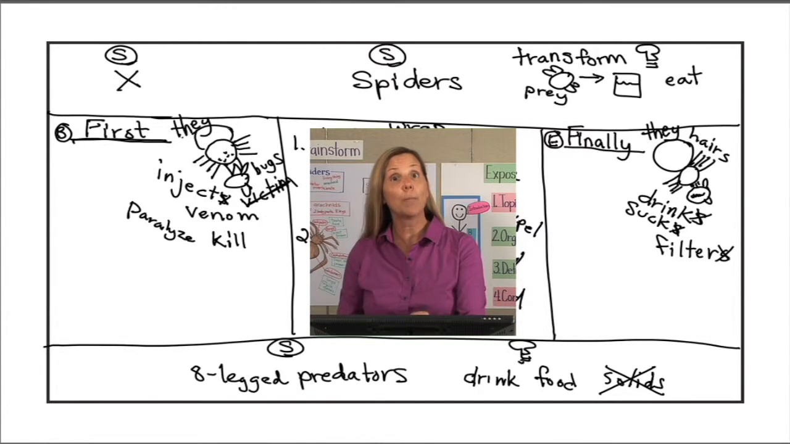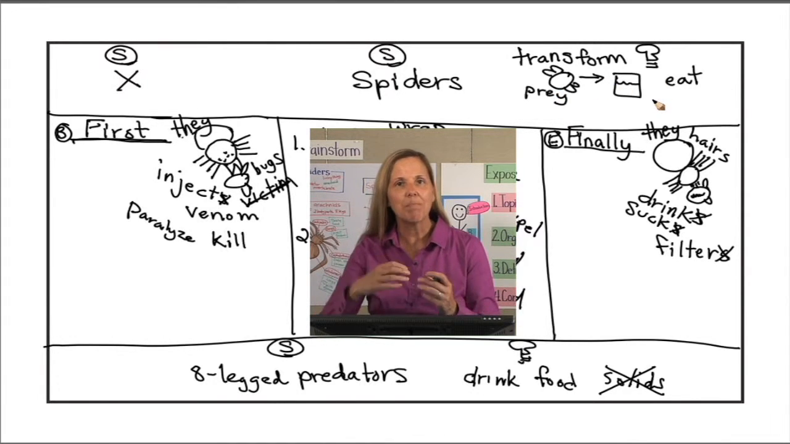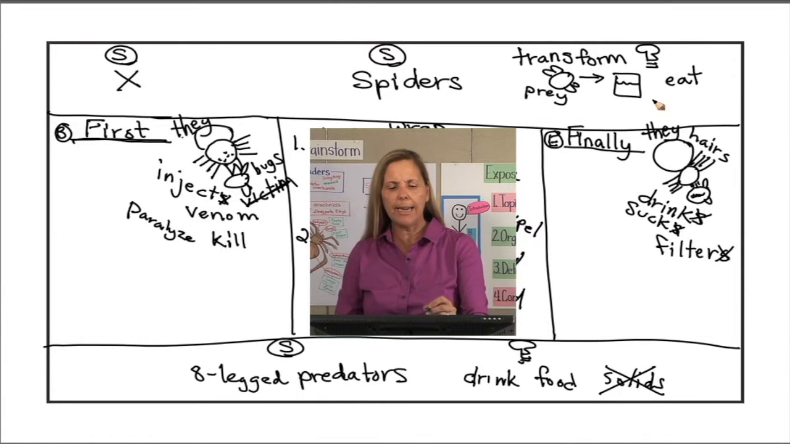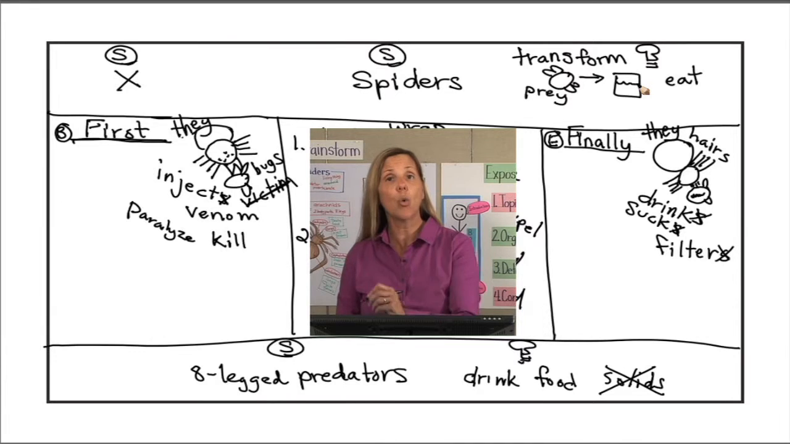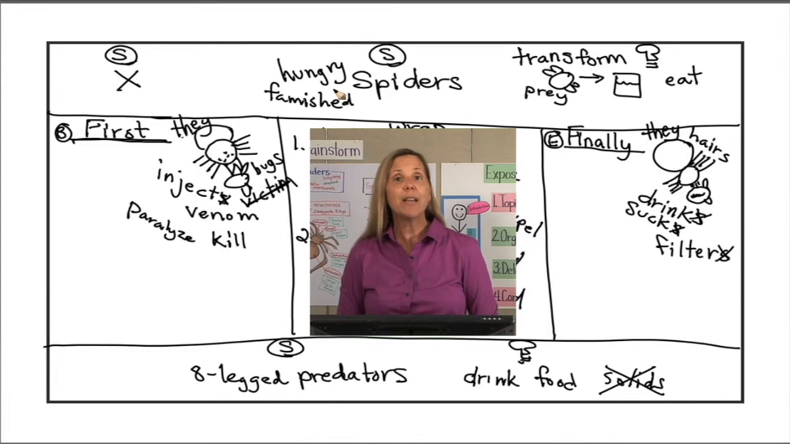Spiders transform their prey from solids to liquids in order to eat them. I have my topic sentence. I think it sounds pretty good. I could go back and what's important in this sentence? Spiders and prey. What kind of spiders? How could I describe this spider? Hungry spiders. Hungry spiders transform their prey from solids to liquids in order to eat them. Well, we could put hungry up there if we want. Famished. Famished spiders transform their prey from solids to liquids in order to eat them.